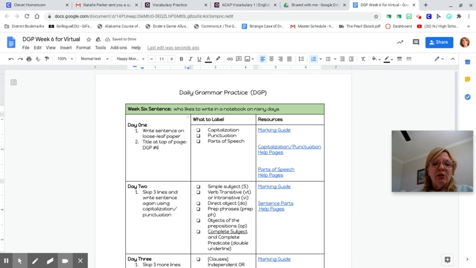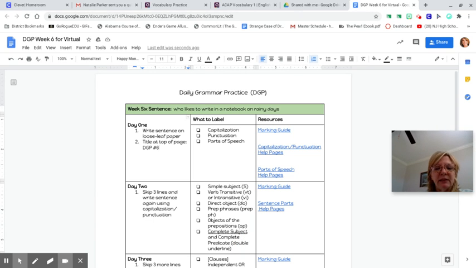Today you're going to label your capitalization, punctuation, and parts of speech. You'll also go ahead and label the simple subject, whether the verb is transitive or intransitive. You'll label the direct object. You'll label the prepositional phrases. Notice there's more than one. So then you'll have to label objects of the prepositions because there's more than one. And remember the complete subject and complete predicate.